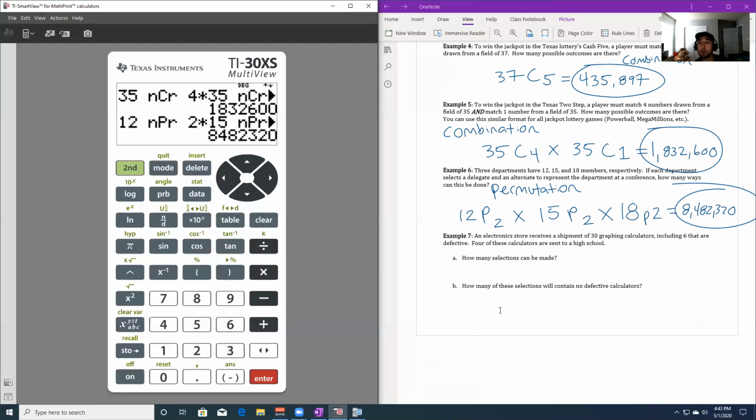All right, order or no order? So there is no order on this one. We are shipping calculators to a high school. There was no possible way to order the calculators we have chosen. We have just taken 30 calculators and shipped them to a school. That's it. So this would be a combination.